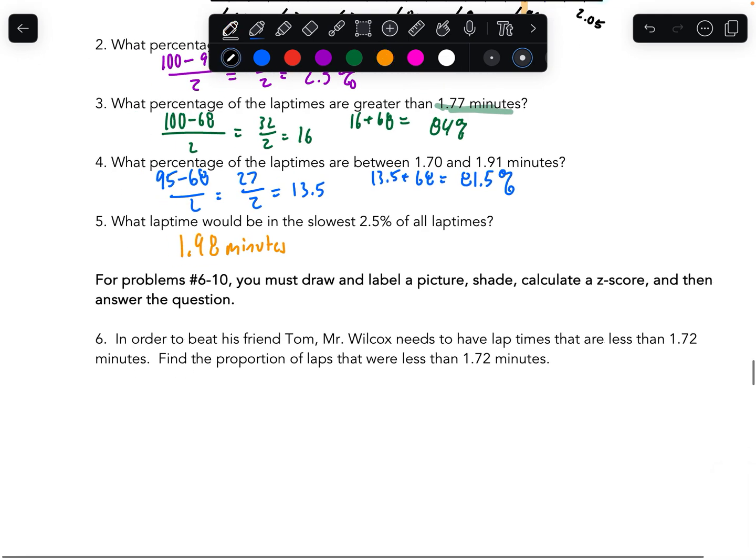So here's one: draw a picture, shade, calculate z-score, and answer questions. So I think we're going to be moving into section 2.5.